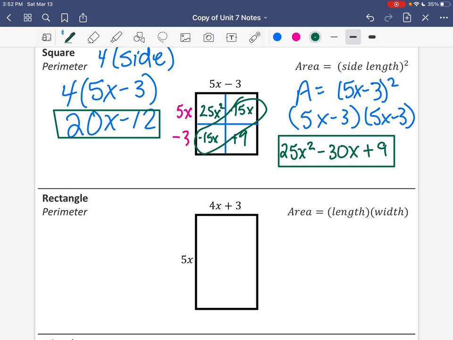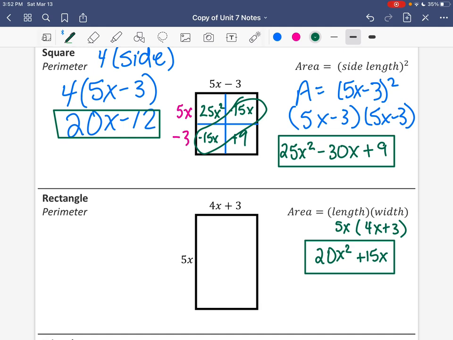Same holds true for the area of a rectangle. Remember, you're going to do length times width. So you're going to have 5x times 4x plus 3. The length is 5x, because remember, the length is the long side, and the width is 4x plus 3. So we're just going to distribute that. This one is one from 7.2 where we just distributed a monomial to a binomial. So 5x times 4x is 20x squared, and 5x times 3 is 15x. So that's your answer for the area of this one.